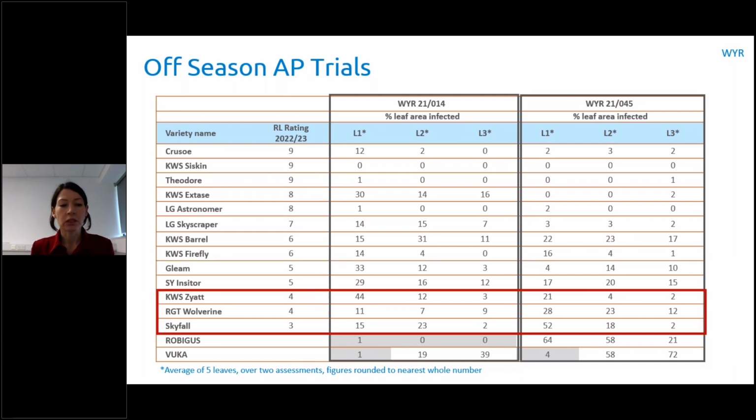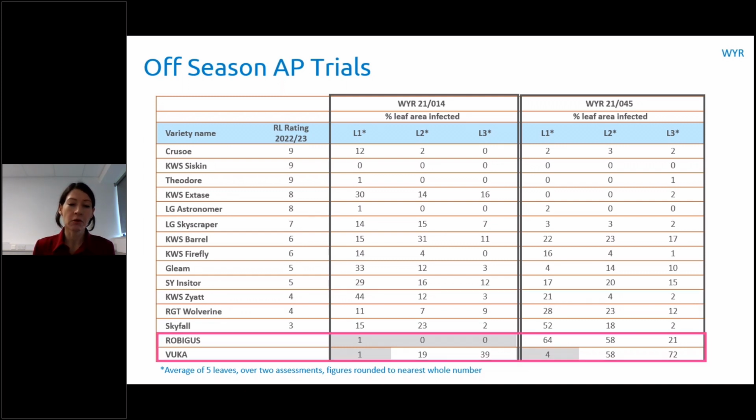Cadivus Extase and RGT Wolverine. Again, I've lumped these all together as susceptible varieties, but we did see quite varying reactions. We had up to 44% on leaf 1 with 2114. And then you can see, if you look at the Skyfall, we have up to 52% on L1 with the second isolate. And our 2 control varieties.